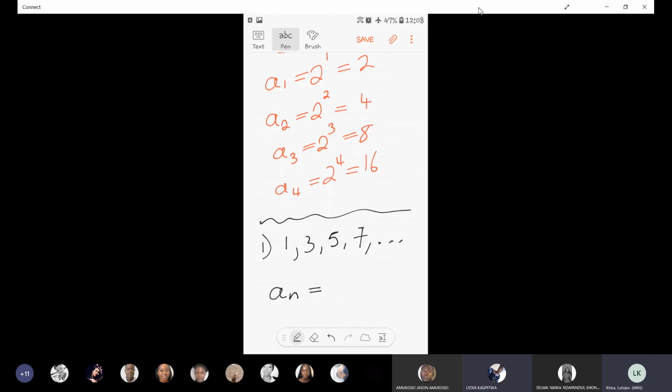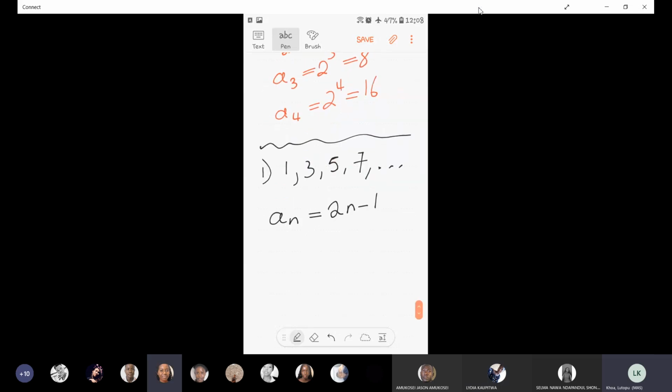Yes, I think it's 2n minus 1. She says 2n minus 1. Let us try. We can quickly substitute. We're looking for a1. This is 2 times 1 minus 1, which is equal to 1. So the first term is correct. Then a2 is 2 times 2 minus 1. This is 4 minus 1, which is 3.